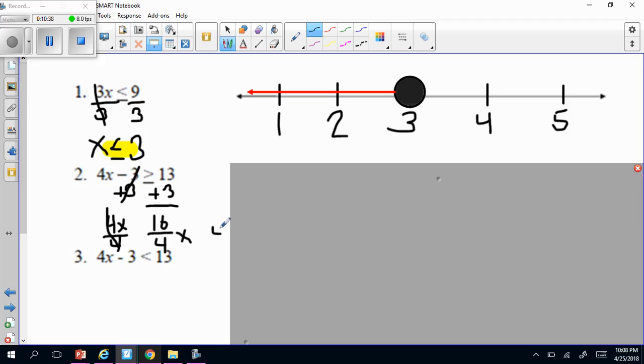This is where your sign comes in. Just attach the sign like you normally would. And our inequality is that x is greater than or equal to 4.